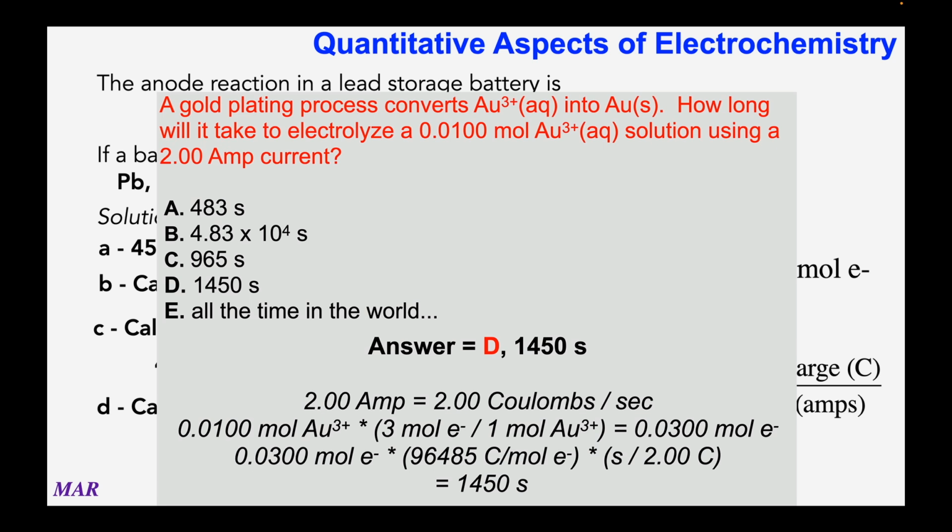So again, here's the moles of gold. 3 moles of electrons are needed to turn that 3+ into gold. Gives you moles of electrons. We'll then multiply by the Faraday constant. Your moles of electrons will cancel, and you've got coulombs. And again, if you have amps, think coulombs per second. So 2.00 amps means 2.00 coulombs per second. The coulombs cancel. You've got just seconds. 1,450 seconds are needed.